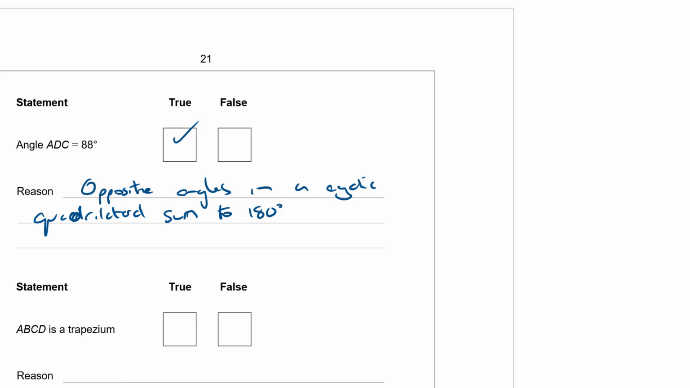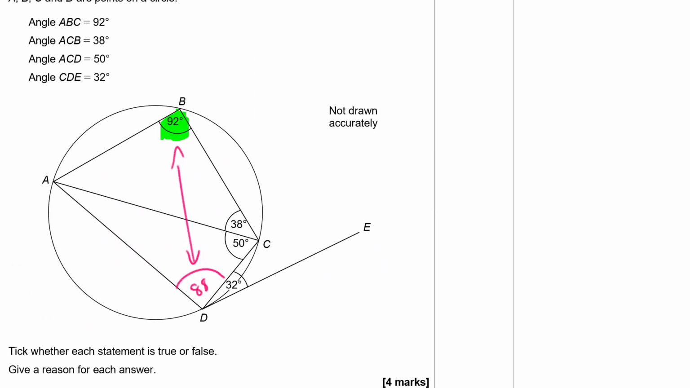Right, next statement. Is ABCD a trapezium? Where's ABCD? Well, if ABCD is a trapezium, then I should have two parallel sides somewhere. To help us decide, it would be helpful to find these two angles here. Using triangle ADC, which has got angles 88 and 50, I can work out that the angle at A in that triangle is 180 minus 88 minus 50, which is 42. And the other angle, I've got 92, 38, which adds up to 130, so that one there must be 50.